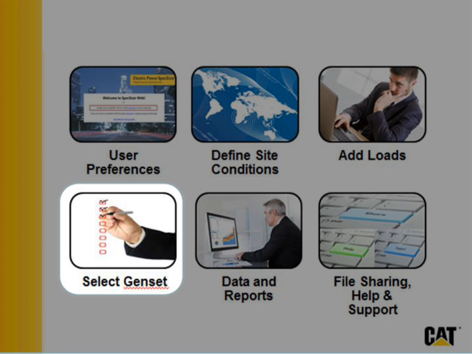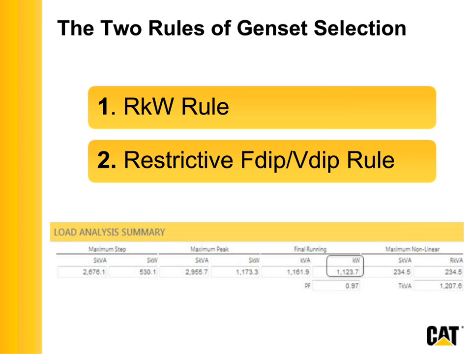I've been talking about a couple rules of genset selection here. I've been talking about the restrictive frequency dip and voltage dip, and I really want to stress the importance of understanding that. We talked about how you see effective and user defined on the Add Loads page, but it is really important to make sure that you don't sequence a load with restrictive transient response early in your load scenario if you don't have to.